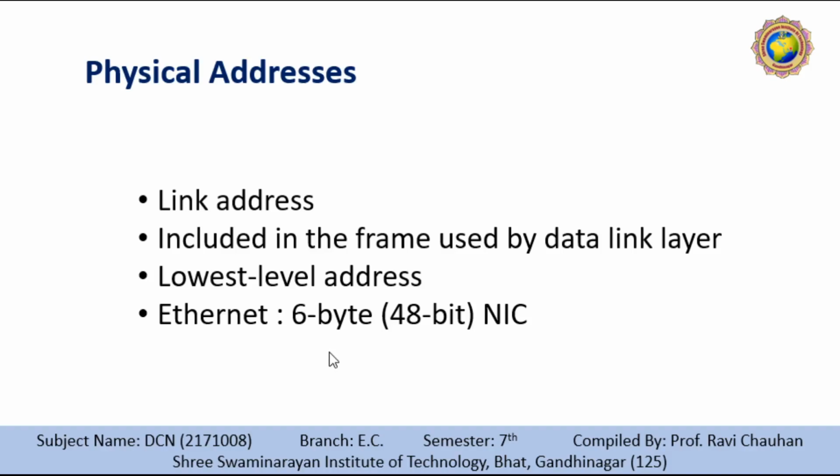For example, Ethernet uses a 6-byte or 48-bit physical address, imprinted on the network interface card, called a NIC. So it is a unique address given to your node. The node can be a PC, laptop, mobile, anything. It is our Ethernet or physical address, which is unique in our world. Fine.